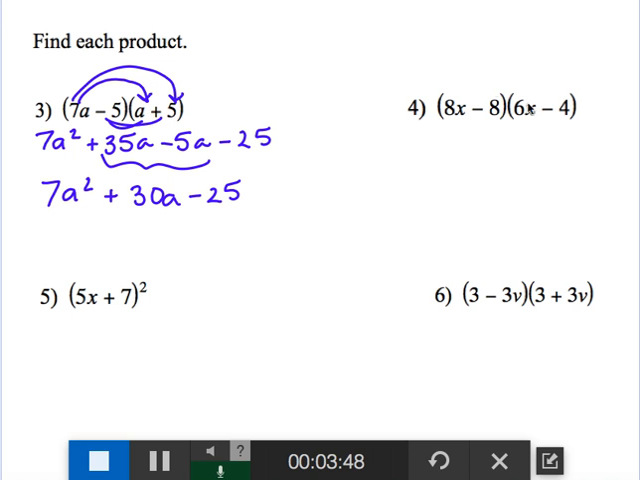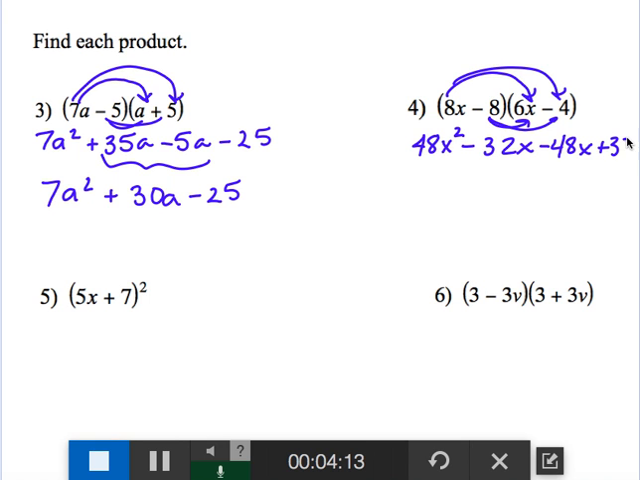And this one is very similar to this. So it's kind of like once you've done one of these problems, you can do 100 of them. 8x times 6x is going to be 48x squared. 8x times negative 4 is going to be negative 32x. Negative 8 times 6 is going to be a negative 48x. And negative 8 times negative 4 is going to be a positive 32. Again, you've got like terms here. So you've got 48x squared minus 80x, and then plus 32.